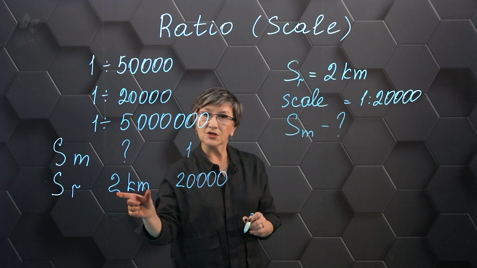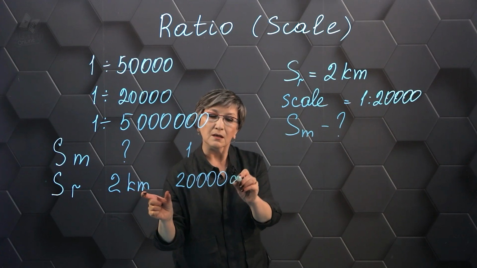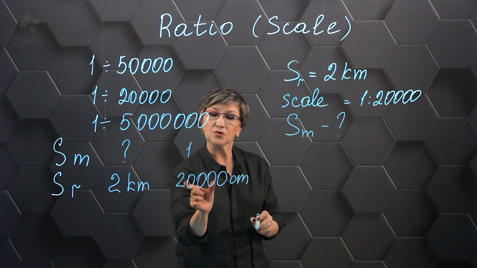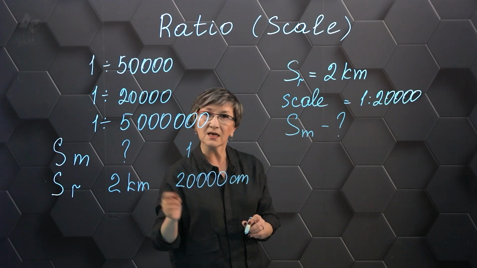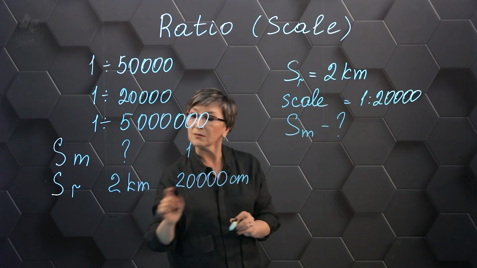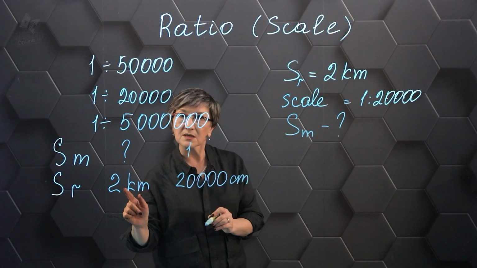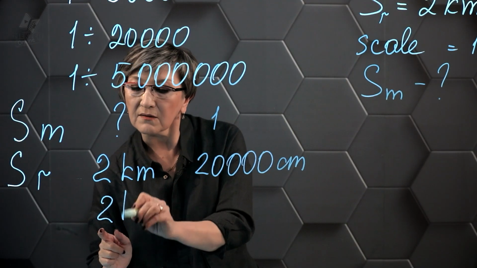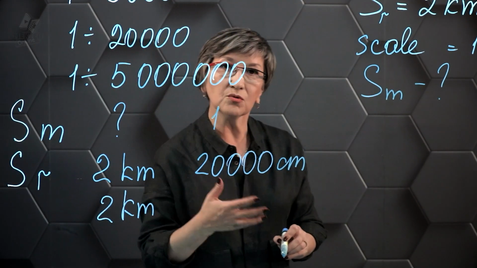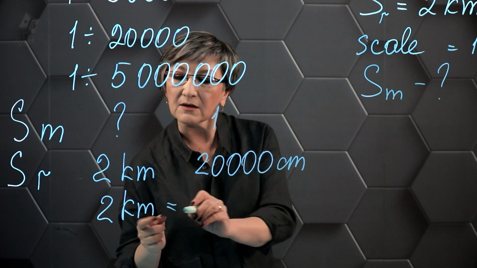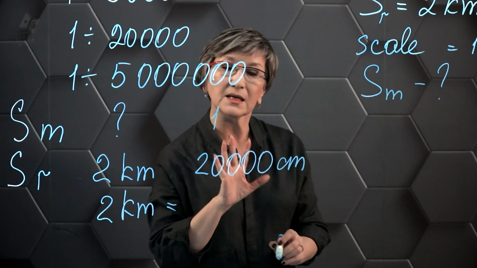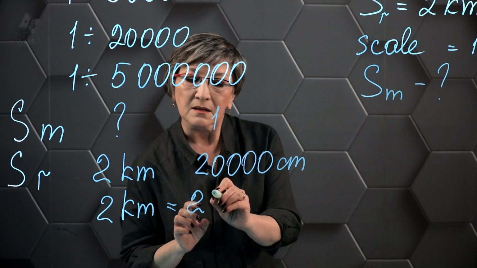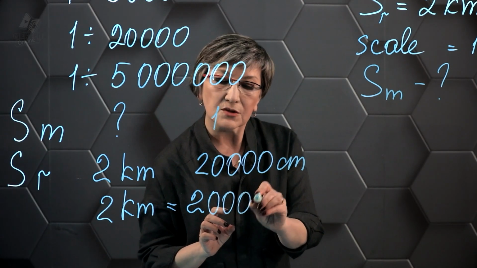But first, we'll notice that the scale is written in centimeters and the distance is written in kilometers. So I'm going to write down the distance 2 kilometers and convert it into centimeters. In order to convert 2 kilometers into centimeters, I have to add 5 zeros. 1, 2, 3, 4, 5 zeros: 200,000 centimeters.